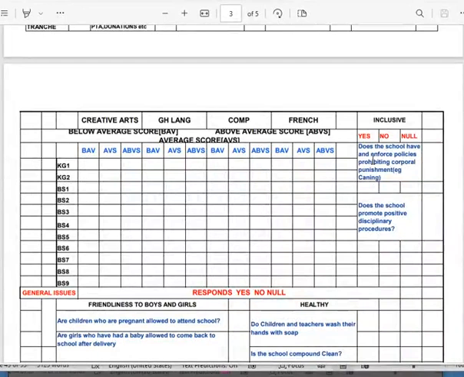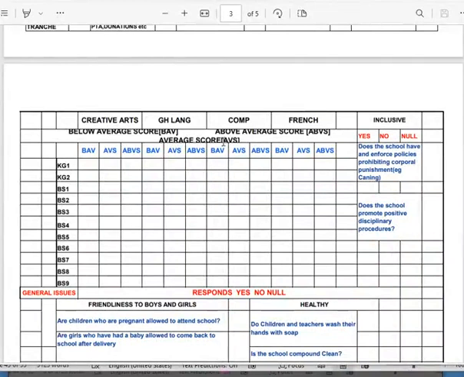Does the school have and enforce policies prohibiting corporal punishment? If you have some example, which is caning, then if it is yes, indicate. If it is no, indicate. Then, does the school promote positive disciplinary procedures? If it is yes, you tick. If no, you tick over here.